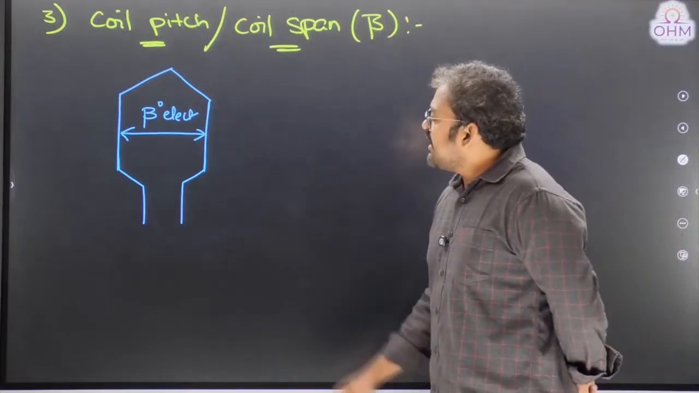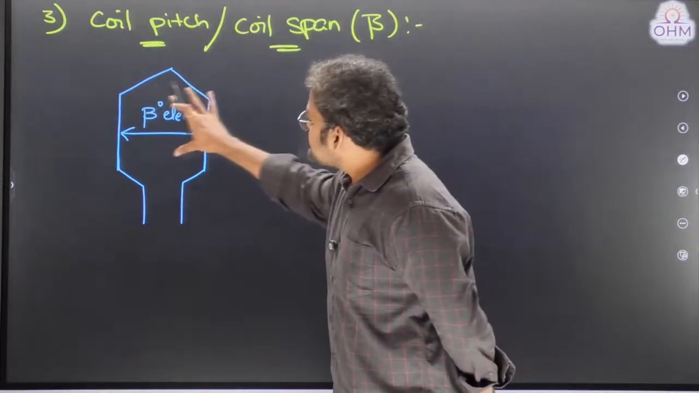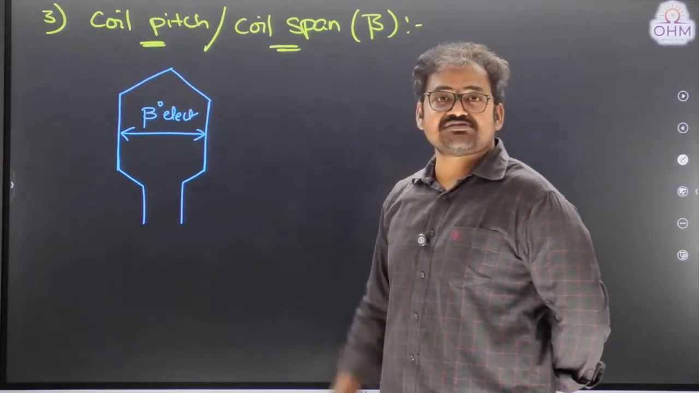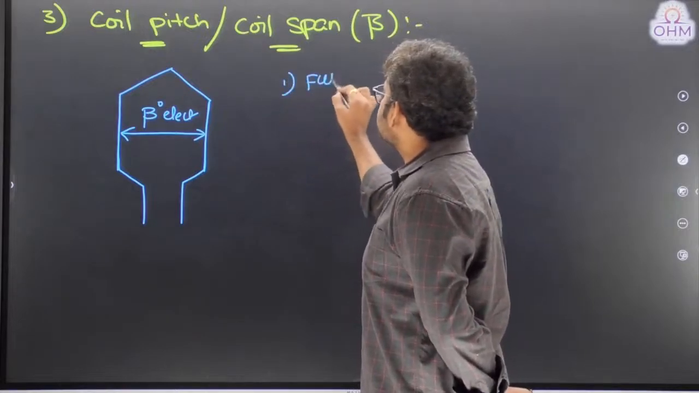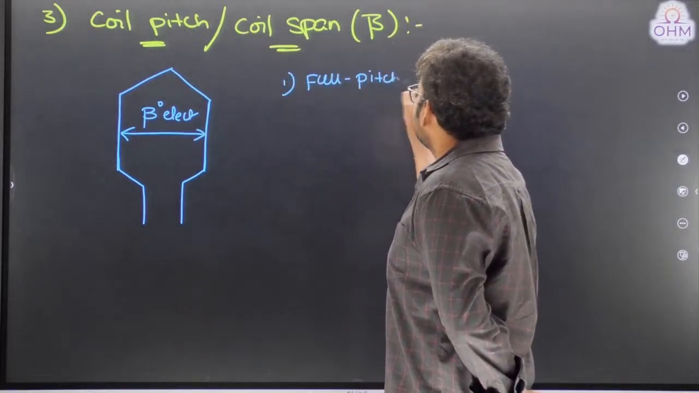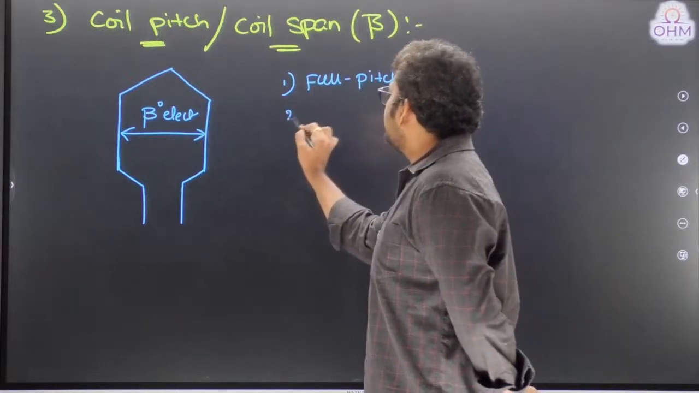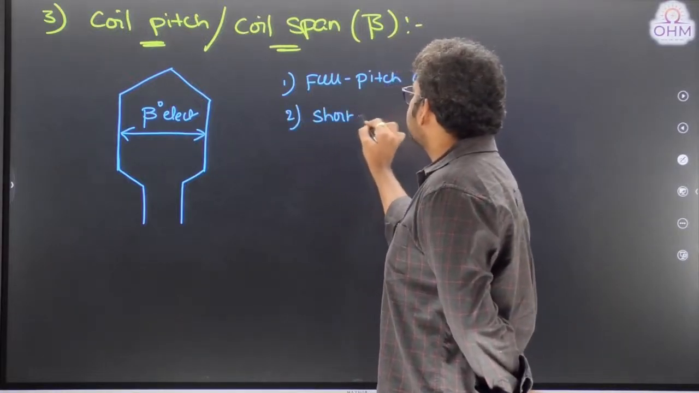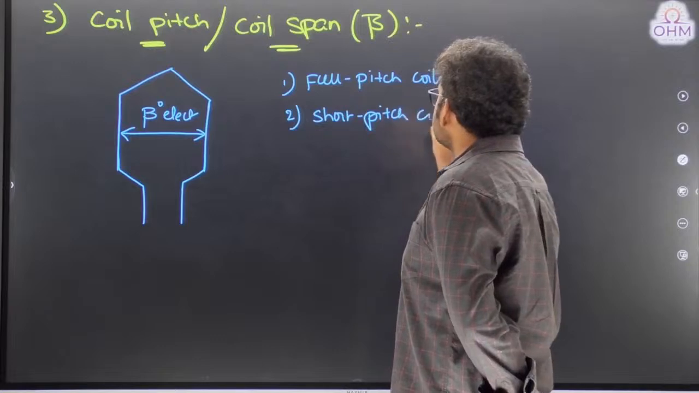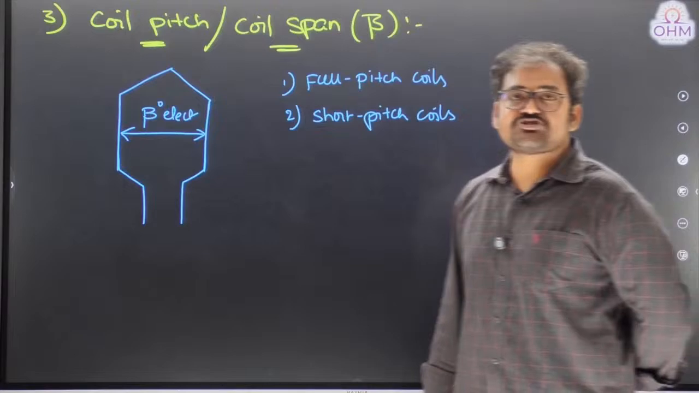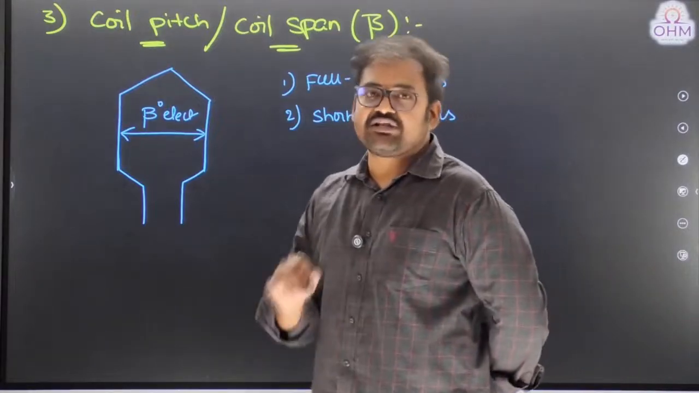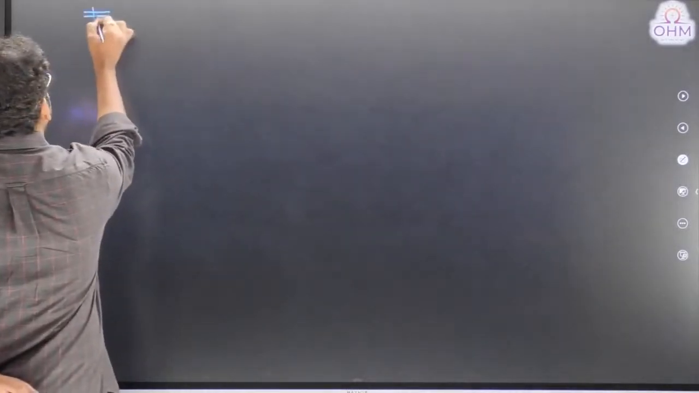Based on this coil span value, coils are subdivided into two categories. First one, full pitch coils. Second one, short pitch coils. So what is the difference between a full pitch coil and a short pitch coil? We will try to study it now. First let me consider the full pitch coil.